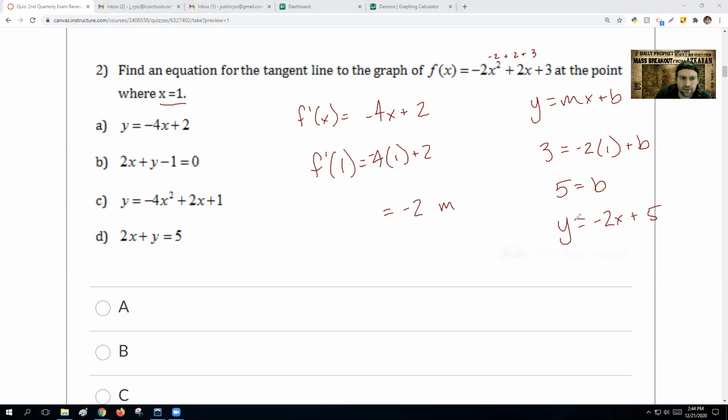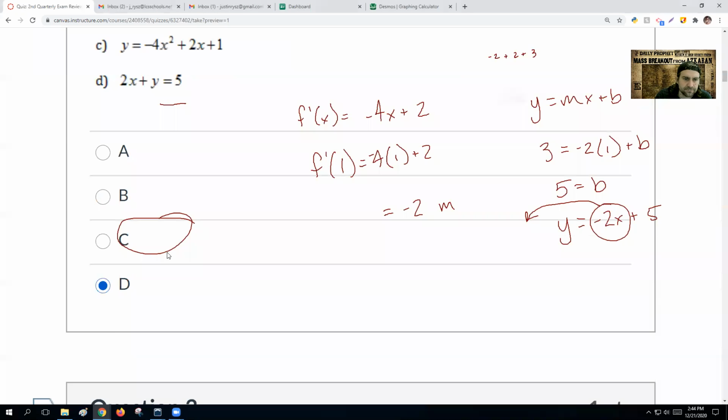Do we have that anywhere here? And we would here for D. If we take this negative 2x and move it over, it would equal 5. So number 2 is D.